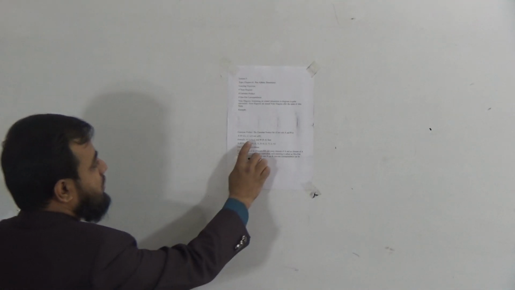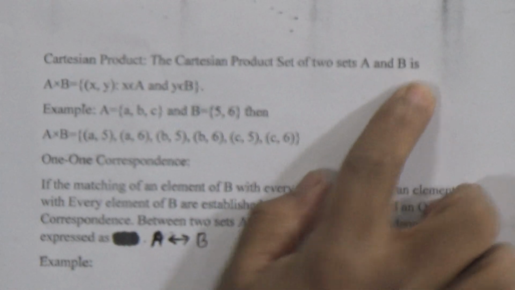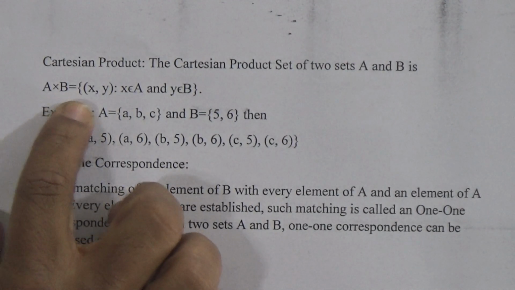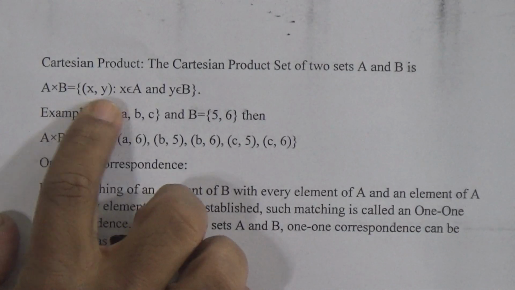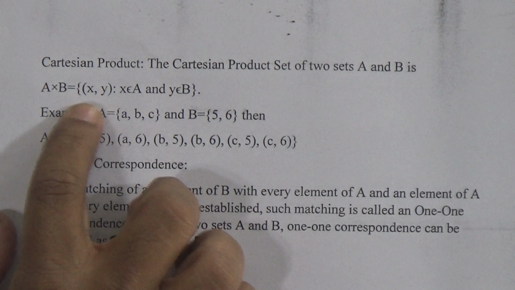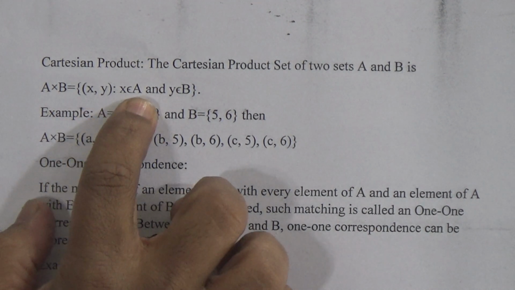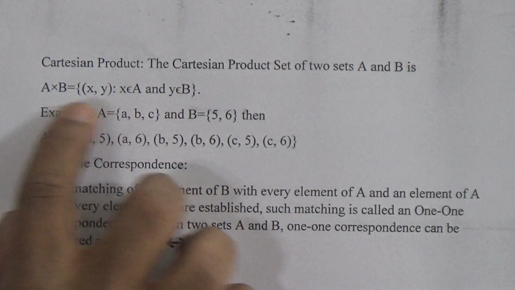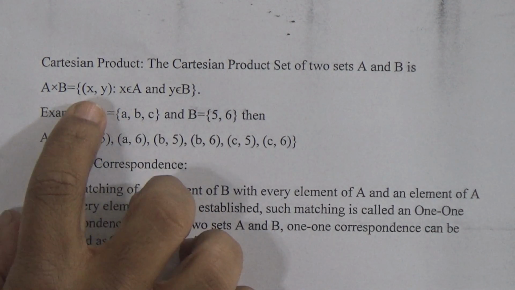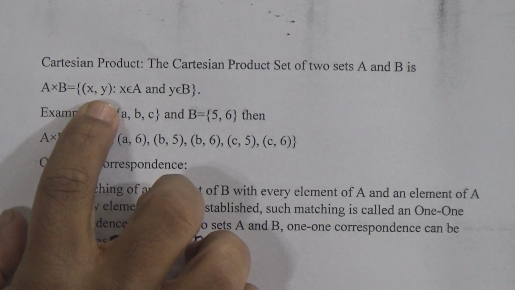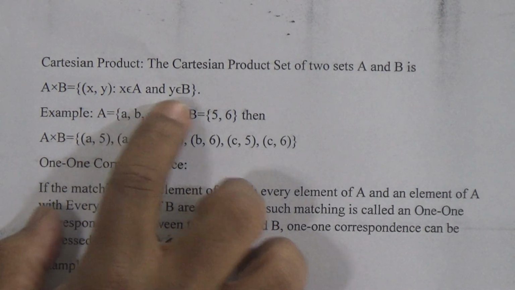Look, what is the Cartesian product? The Cartesian product of two sets A and B, A cross B, is equal to the set of pairs (X, Y) such that X belongs to A and Y belongs to B. It says that A cross B is the set of all pairs of X and Y such that X belongs to A and Y belongs to B.